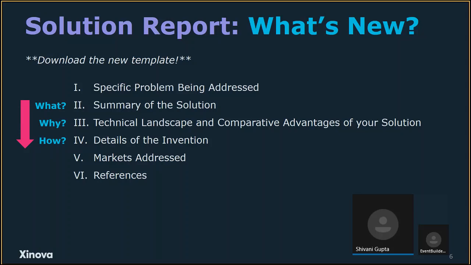So the why includes the technical landscape and the comparative advantages of your solution, followed by the details of the invention, or how the solution works. Previously, this was then followed by a markets address section, and after feedback from many of you, we have replaced this with a section called Considerations for Commercialization.